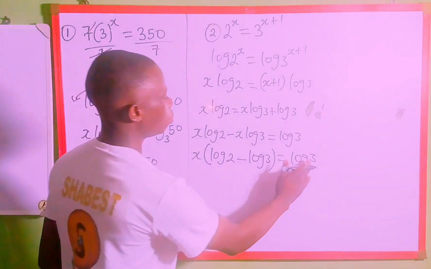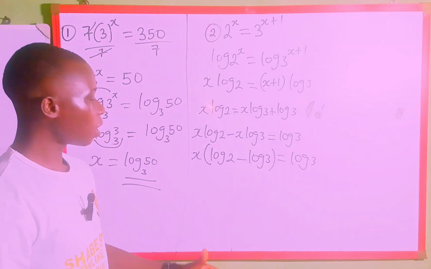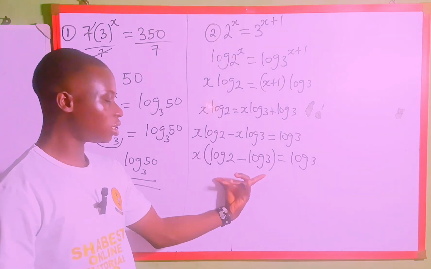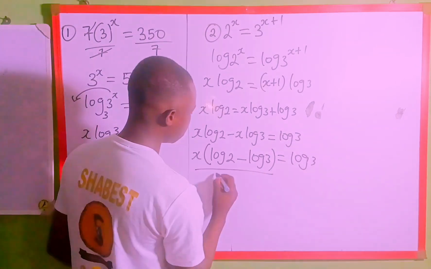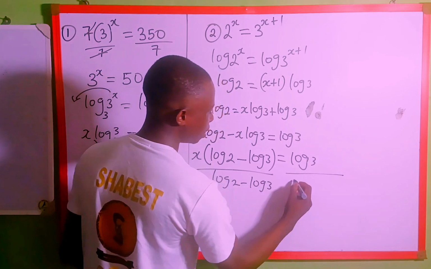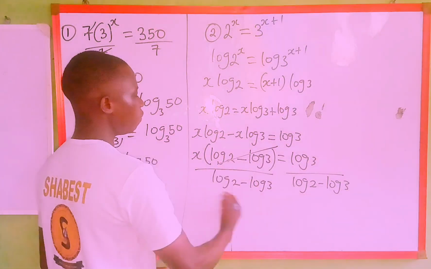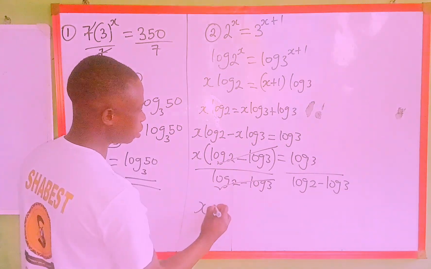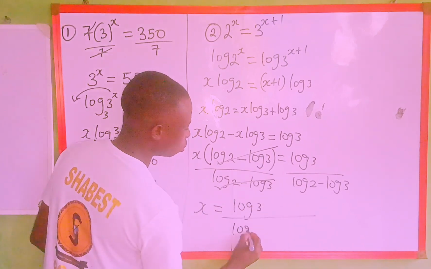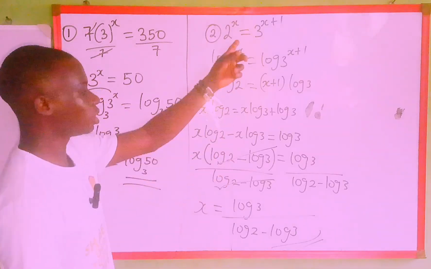So what is the next thing we're going to do? As you can see in the left hand side, we have x multiplied by this bracket. And remember, we're looking for the value of x, so we can divide both sides by the coefficient of x, which is the whole of this bracket. So we divide the left hand side by log 2 minus log 3, then also the right hand side by what? log 2 minus log 3, so that the whole of this is going to cancel this. We are left with x, which is equal to log 3 over log 2 minus log 3. And here is the value of x from this exponential equation.